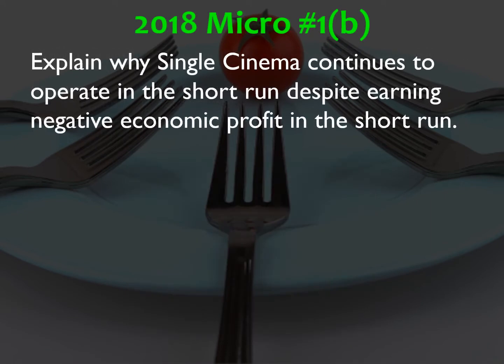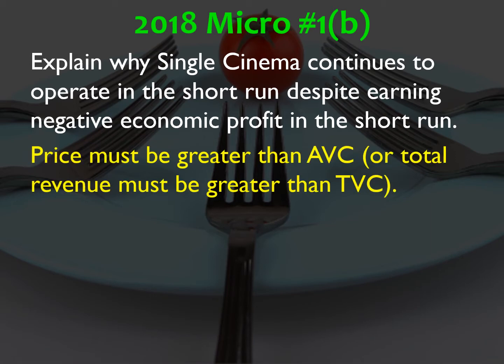B, explain why Single Cinema continues to operate in the short run despite earning negative economic profit. Well, the only time they're going to continue to operate in the short run with a loss is when the shutdown rule doesn't apply, which means the price has to be greater than AVC, or the total revenue has to be greater than total variable cost. Either way, they continue to operate because, since price is greater than AVC, their losses are less than their total fixed costs. If price were less than AVC, then they are better off shutting down and limiting their losses to total fixed costs.